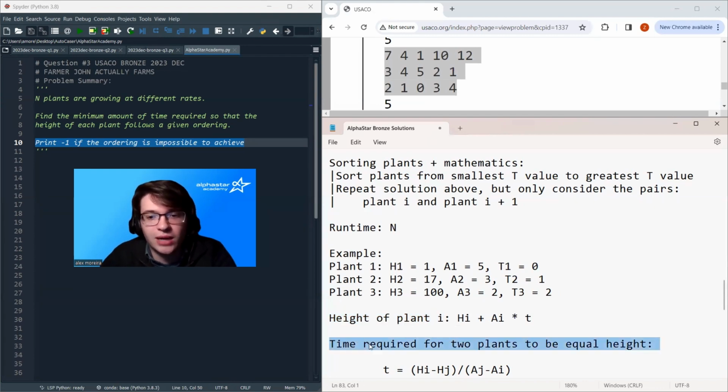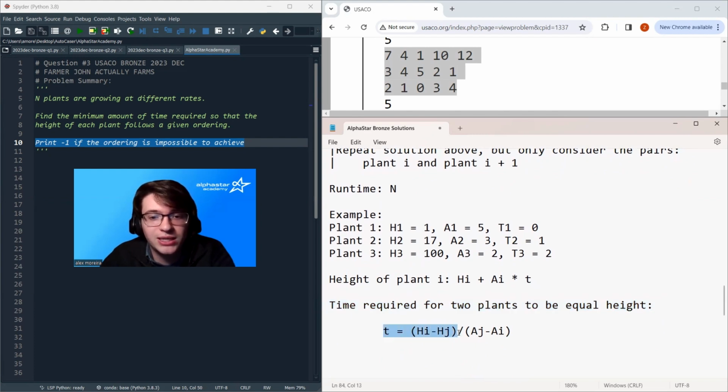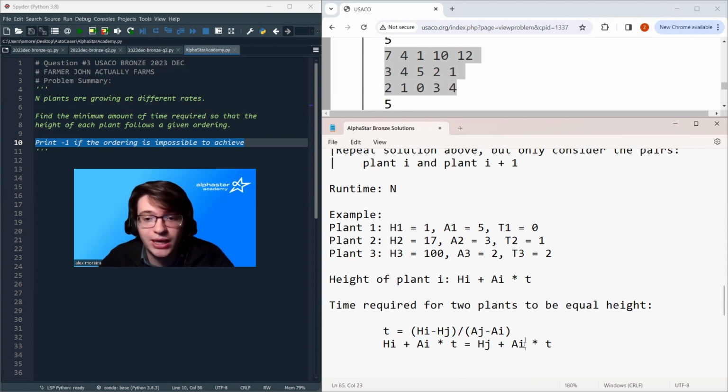All right, so the time required for the 2 plants to be equal is given to us by t is equal to hi minus hj over aj minus ai. And you might ask yourself, where in the world did this come from? And the answer is quite simple, actually. It's pretty nice. It's just a little bit of algebra. So we're going to take hi plus ai times t, that's the height of the ith plant. Then we're going to take hj plus aj times t. And then we're going to solve for t.